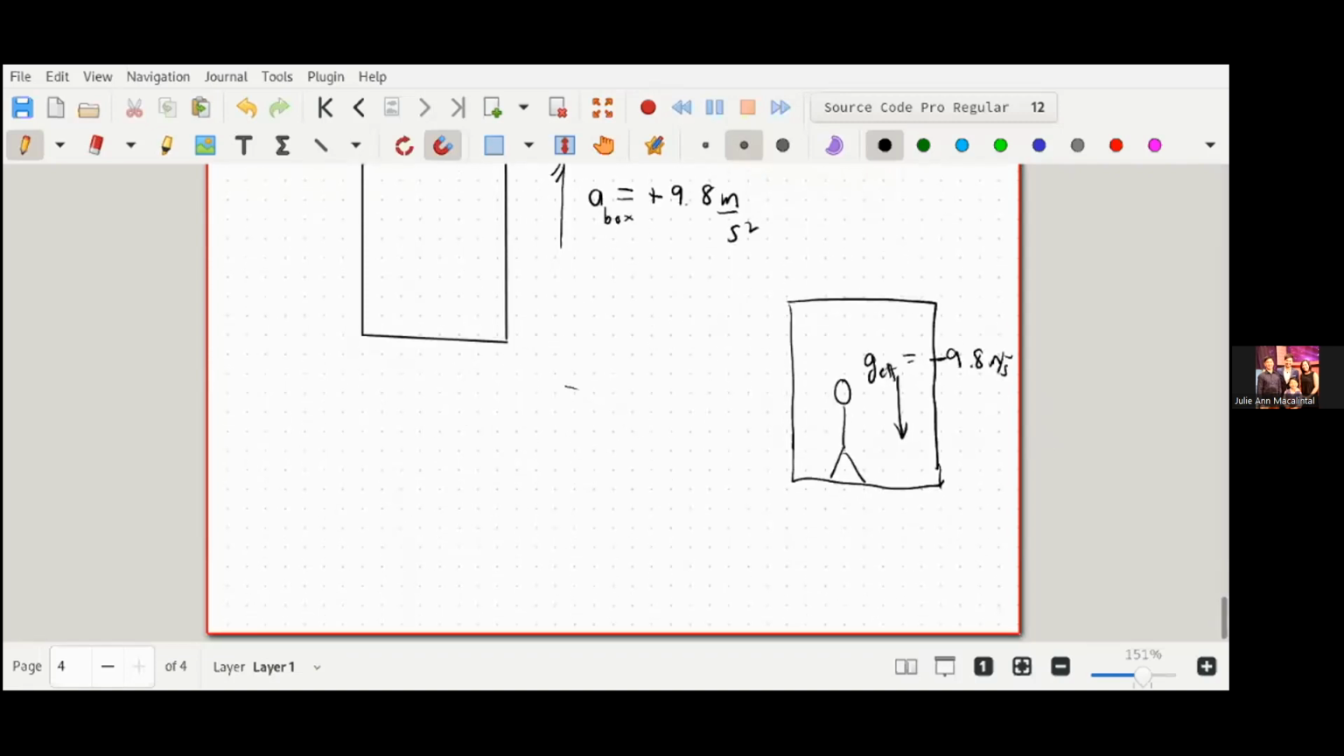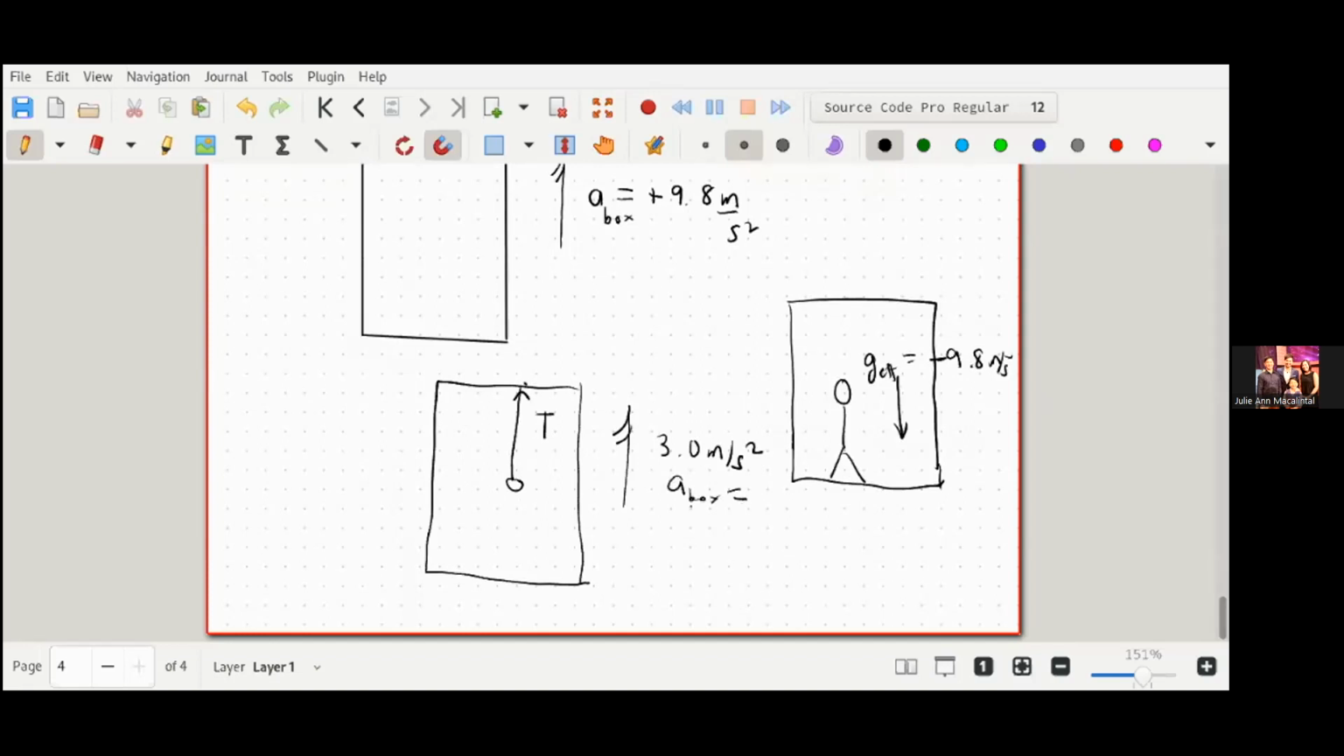So example, kung nasa loob ka ng ganyang box, tapos napansin mo, may isang object na nakahang. Tapos pinapa-compute, ano yung tension? Tapos known na ang acceleration ng box ay 3.0 meters per second square. So nakahang lang siya. Stationary with respect to the box. So the box itself is accelerating up. So kung gusto mong malaman yung tension, so acceleration of the object is 0.